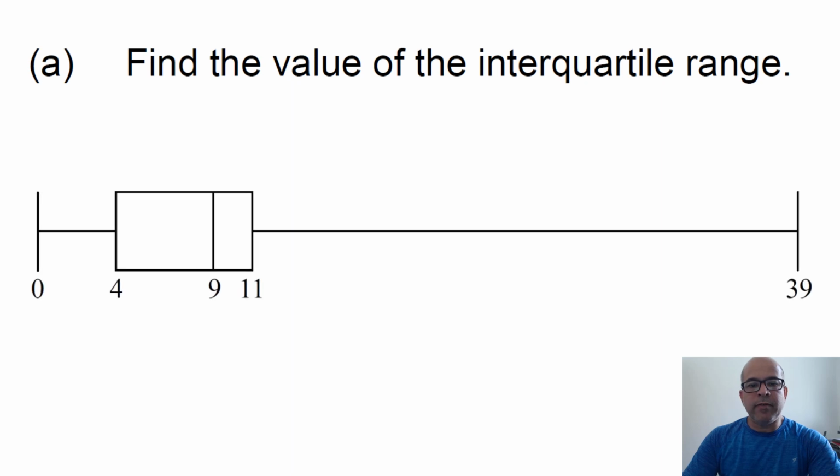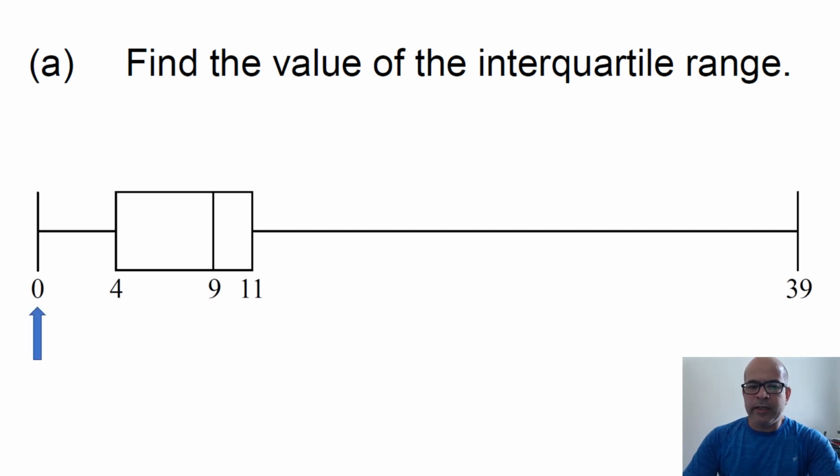So when we have a box and whisker plot, we have to understand the information given in it. It has 4 parts. In each of these 4 parts, we have 25% of the data. So in this box and whisker plot, we know that 25% of the data lies between 0 and 4, the other 25% between 4 and 9, another 25%, and another 25% between 11 and 39.